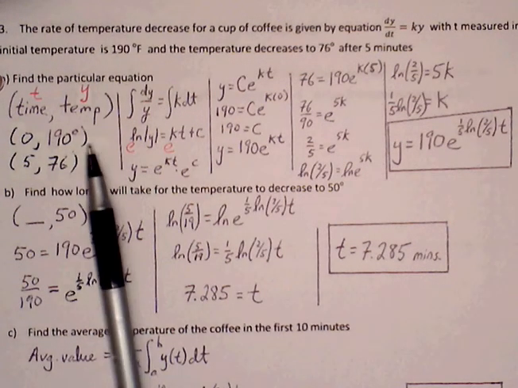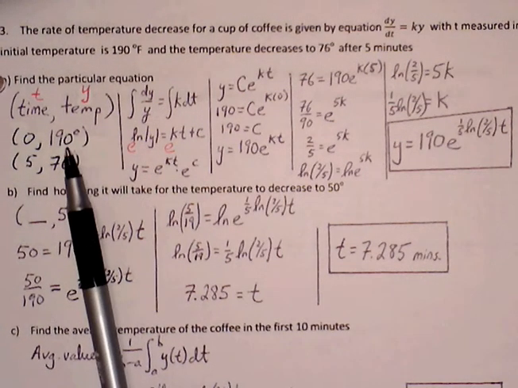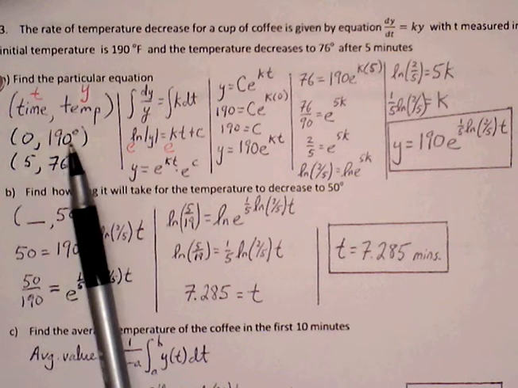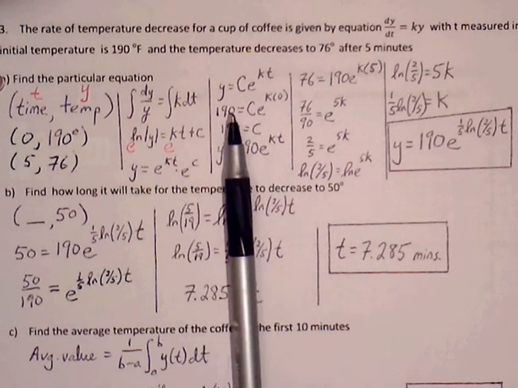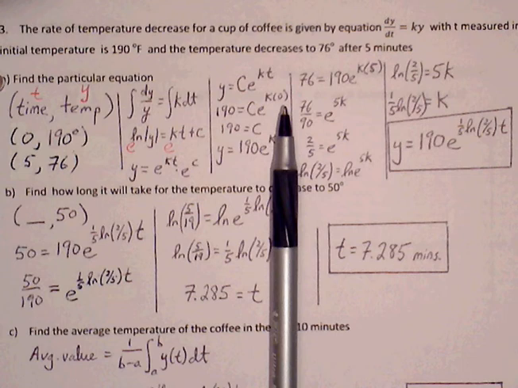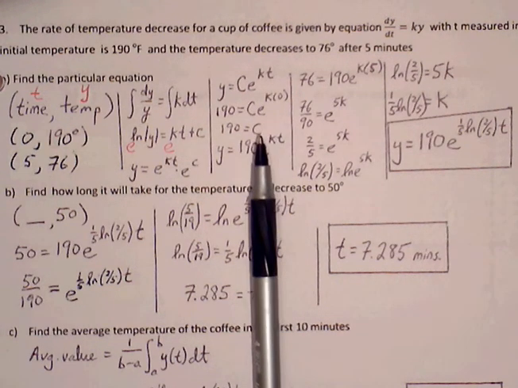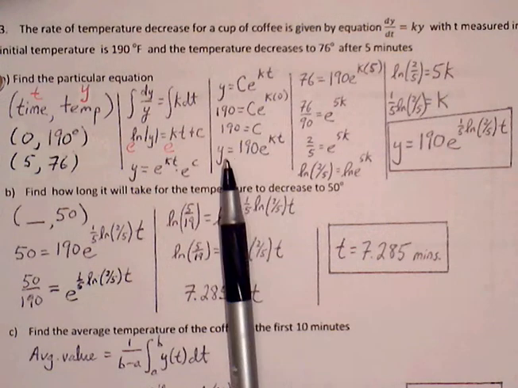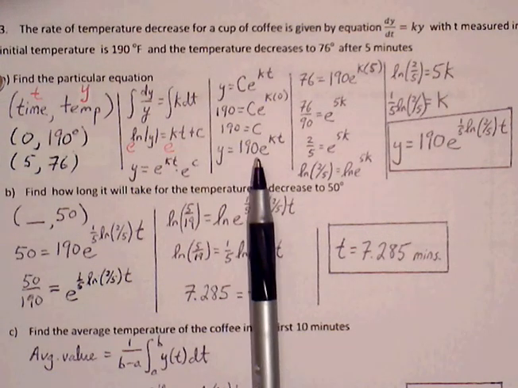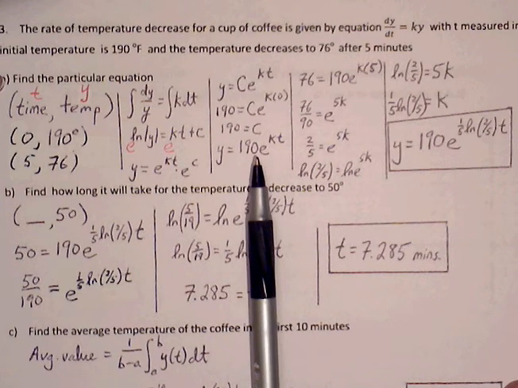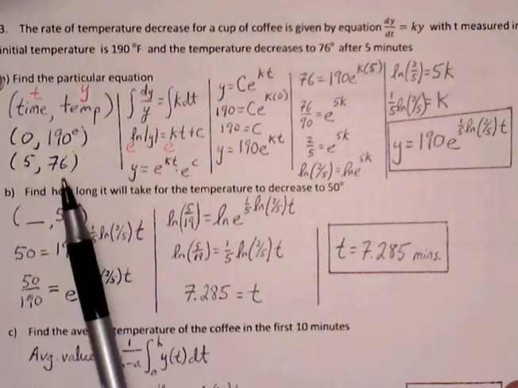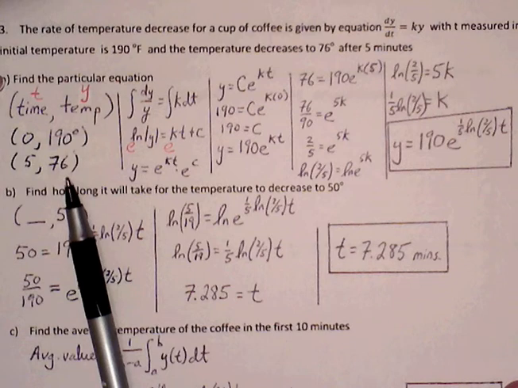So if I want to find my initial, if I want to find my c value, plug 190 in for y, plug 0 in for t. K times 0 is 0, e to the 0 is 1, so we see that c is equal to 190, so we are making progress with our differential equation solving for it. So now we can use the other ordered pair to solve for k.